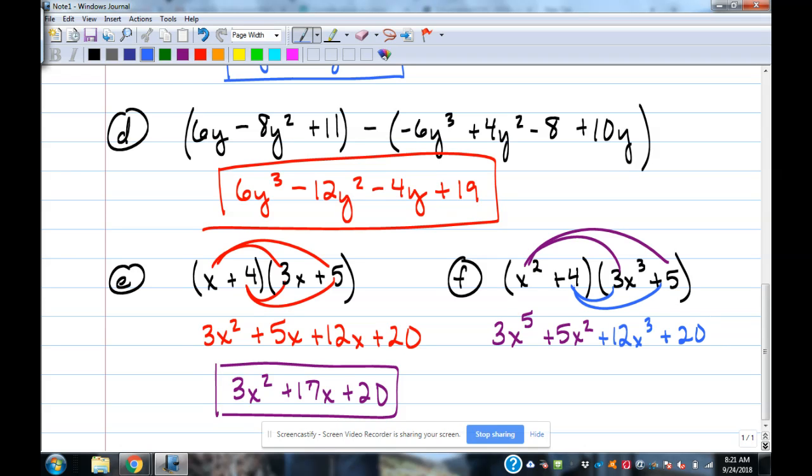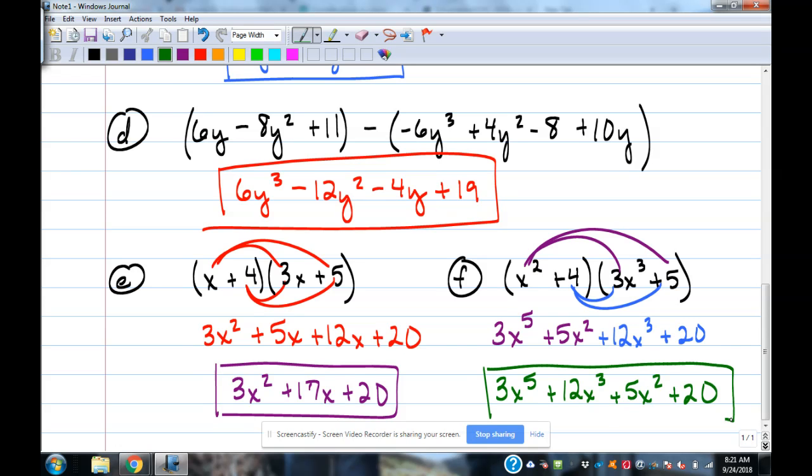No. What do we got to do? Put in descending order. 3x to the fifth, 12x cubed, 5x squared, plus 20. Didn't have any like terms there because everybody had a different exponent. You got to have the same letter or letters and the same exponent to be like terms.